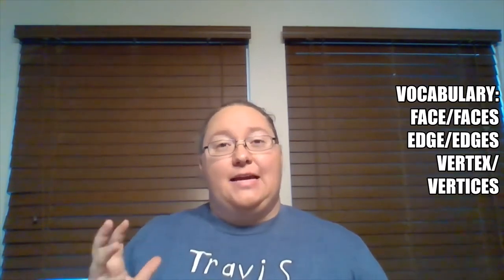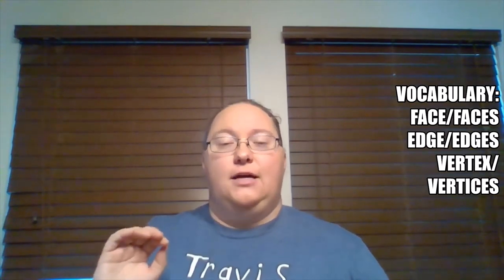So a face is kind of what you would think about as a side of a shape, but it's the flat two-dimensional shape that makes up the surface of a three-dimensional shape. For example, I have a rectangular prism here. This rectangle is flat and it is one of the faces of this rectangular prism. The whole thing is made up of different types of rectangles. So that's why it's called a rectangular prism.